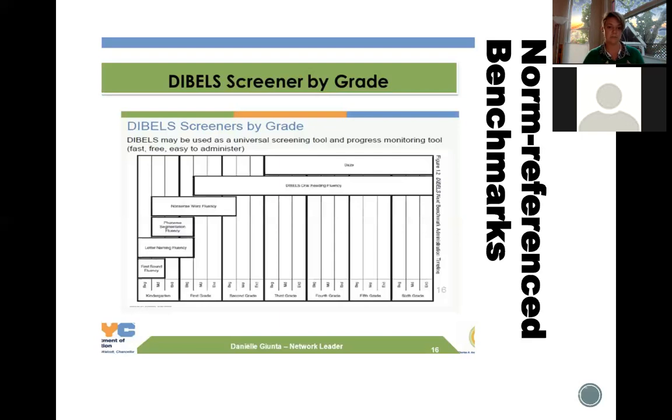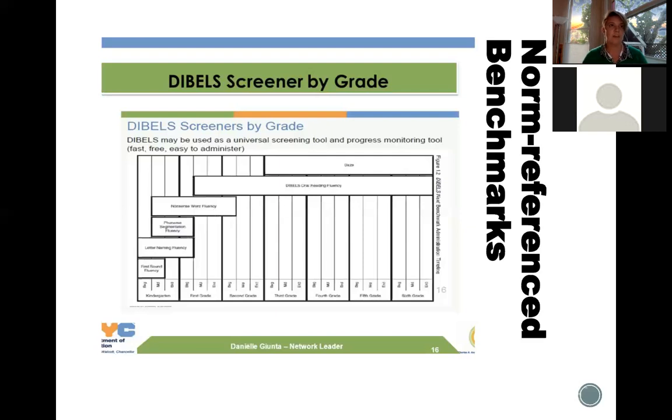So they collected a sample of students at that age group. They administered this test three times a year, and then they followed these students over time, and they looked at, well, if a student scored, for example, 20 correct letters per minute on their letter naming fluency at the end of their kindergarten year, how likely were they then to go on and score well in decoding words in first grade, which is the nonsense word fluency? And how many sounds were they able to produce in that?